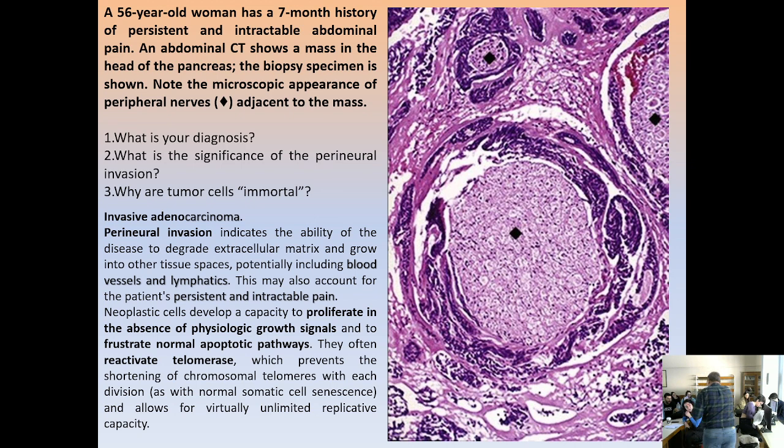Yes, that's hyperplasia, that's right. But in neoplasia, they keep on growing. Excellent. And to frustrate normal apoptotic pathways, malignant cells often reactivate telomerase. So they acquire virtually unlimited replicative capacity.